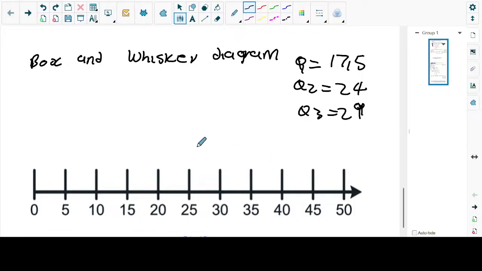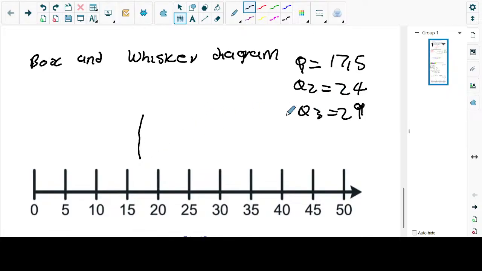Okay, let's look at our box. Q1 is 17,5. We found it in the middle of 15 and 20, so it's just in the middle, 2.5. Remember, the diagrams are not drawn to scale.